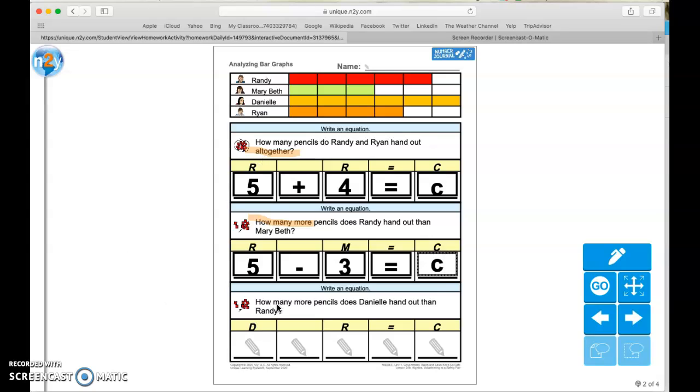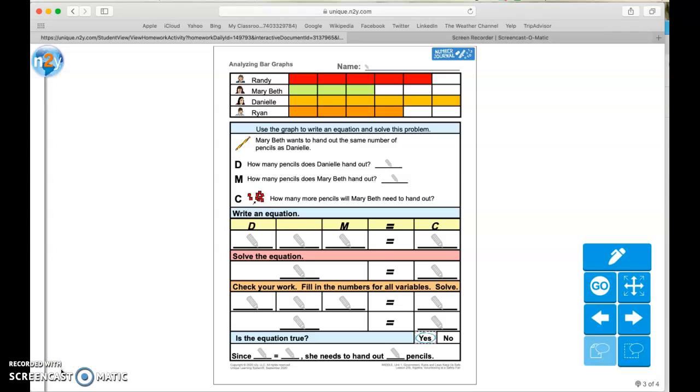This one, how many more pencils does Danielle hand out than Randy? So D for Danielle, 6. And it says how many more, just like up here, so we know we're going to subtract. And then which R? Is it Randy or Ryan? Randy. So Randy is 5. Okay, equals sign, we'll just bring that down. And then a C. Okay, when we move on to the next one, we will be completing the actual equation instead of writing out just this beginning portion, okay?